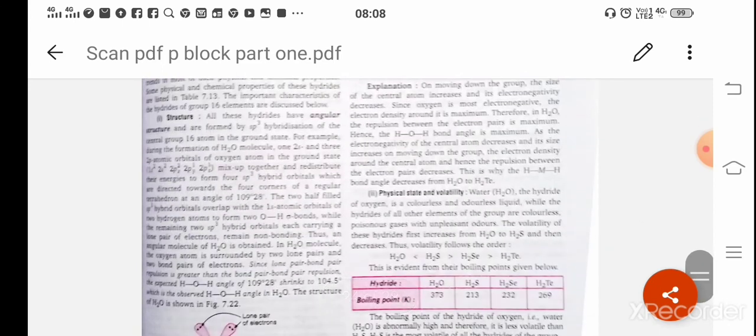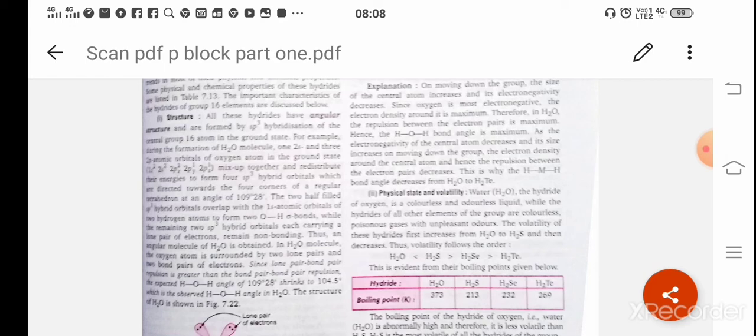The physical state and volatility: when we move down the group, the molecules occur in liquid and solid state, while H2O occurs in liquid state, though it should occur in gaseous state. This is only because of one reason, that H2O has hydrogen bonding.